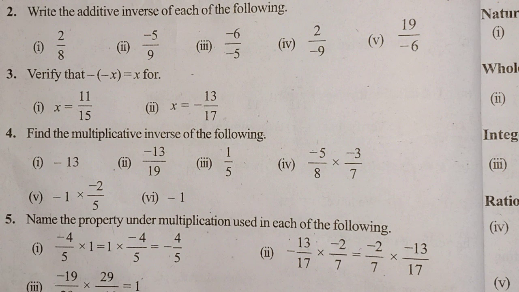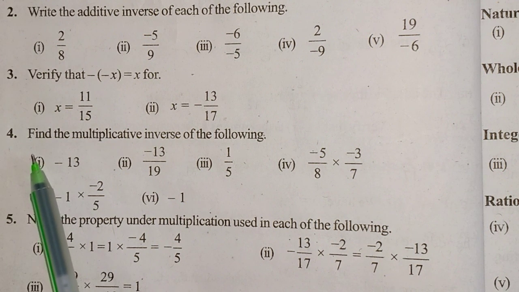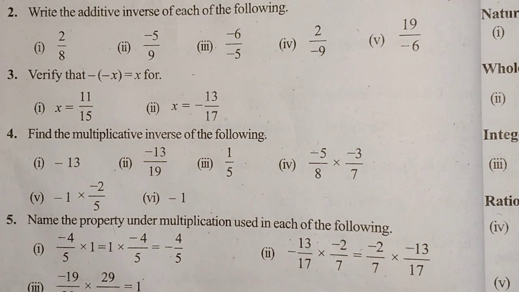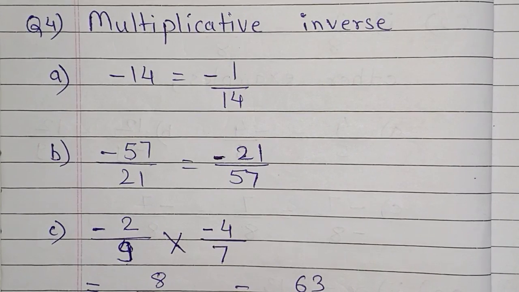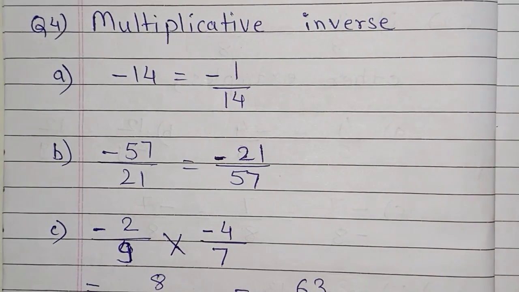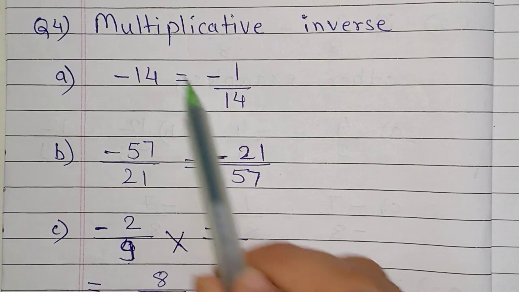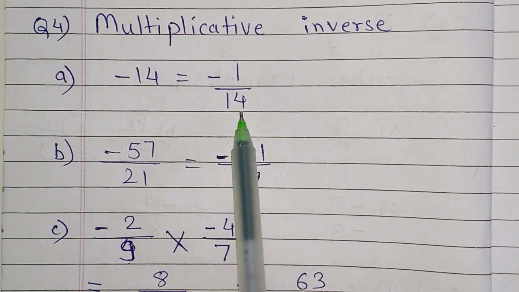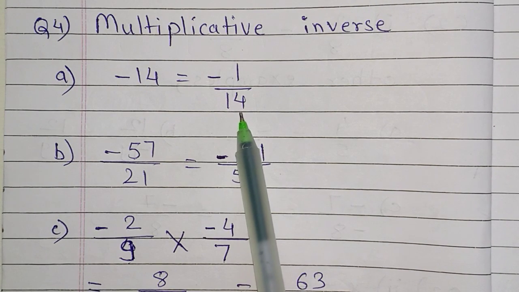Question number 3. Now let's see question number 4. Find the multiplicative inverse of the following. Again here I have taken some other examples which are not in your textbook. So let's see the multiplicative inverse of minus 14. It is minus 1 upon 14. Here the sign will not change.